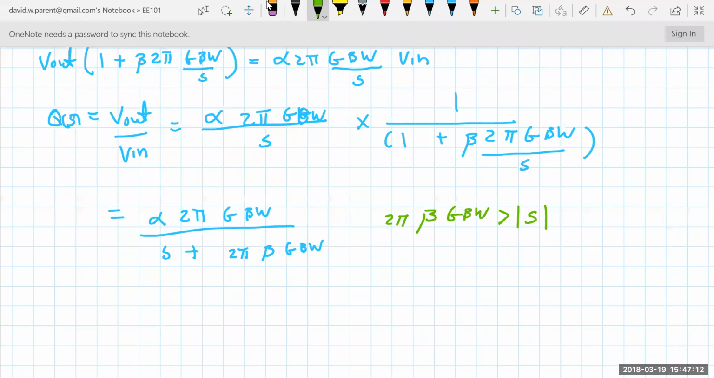So really, we have to put the magnitude symbol around it. And it really is not just greater than, but it's much, much greater than. So if this is true, then this will behave like an ideal op amp. And let's just work it out.